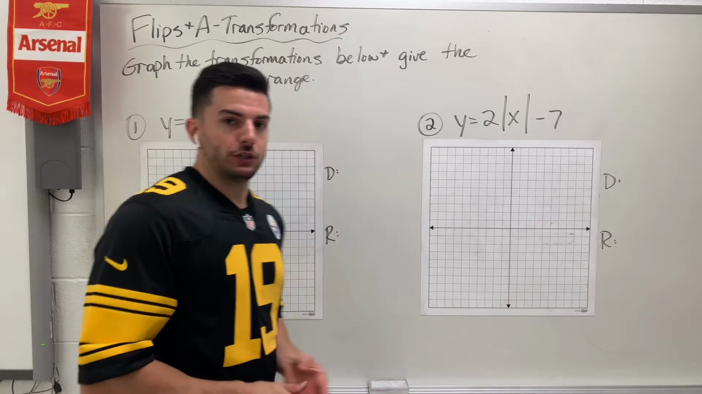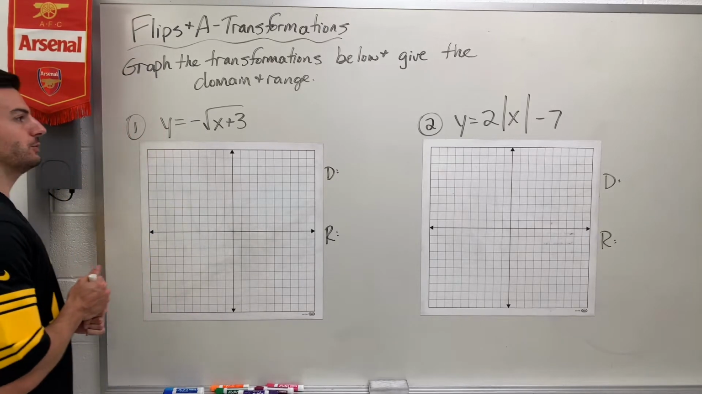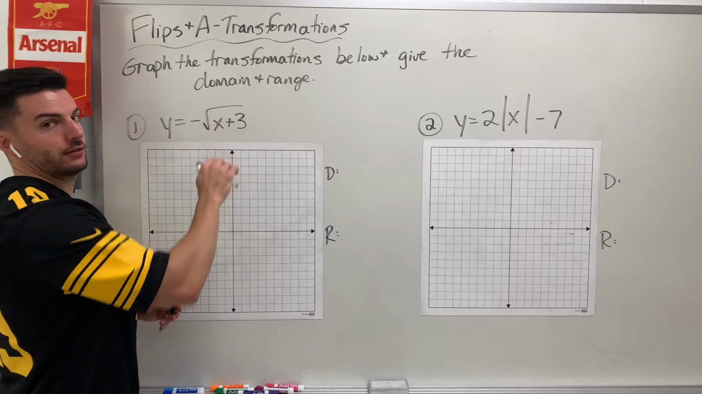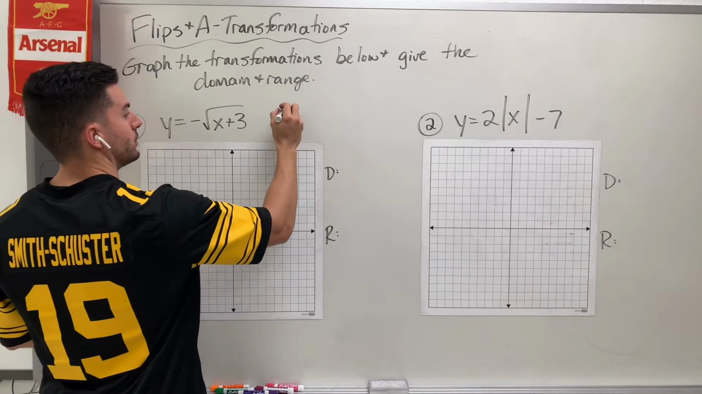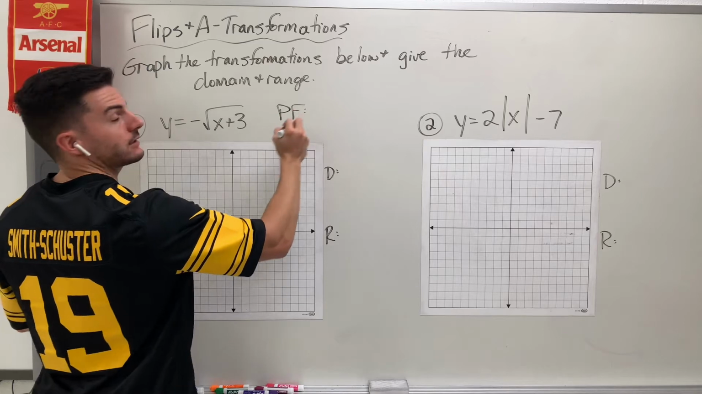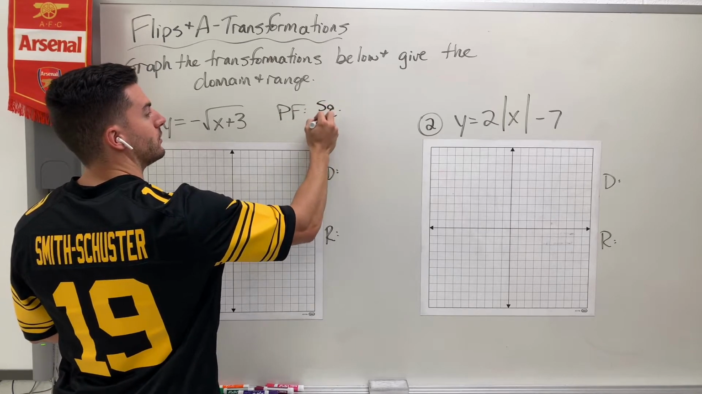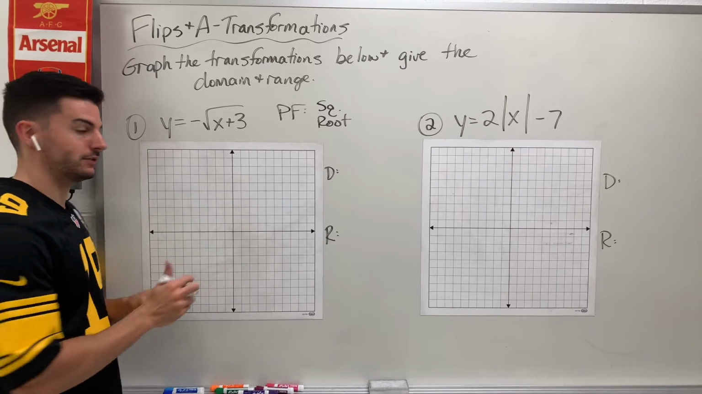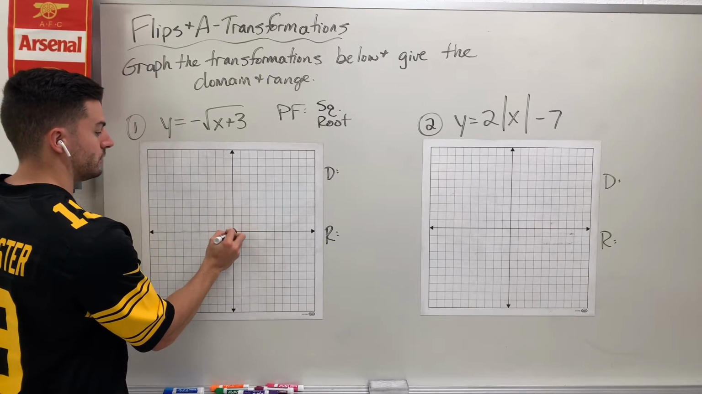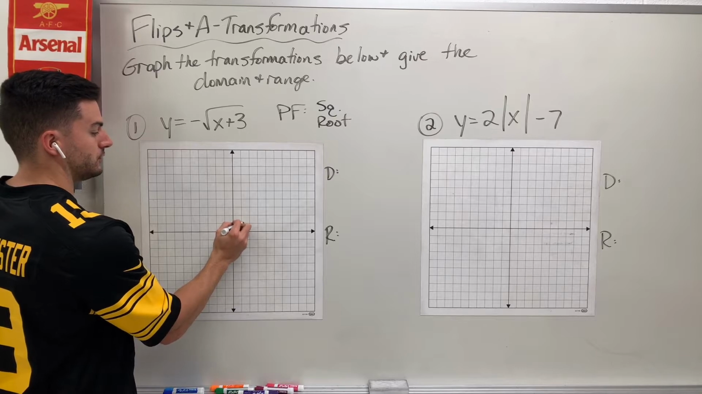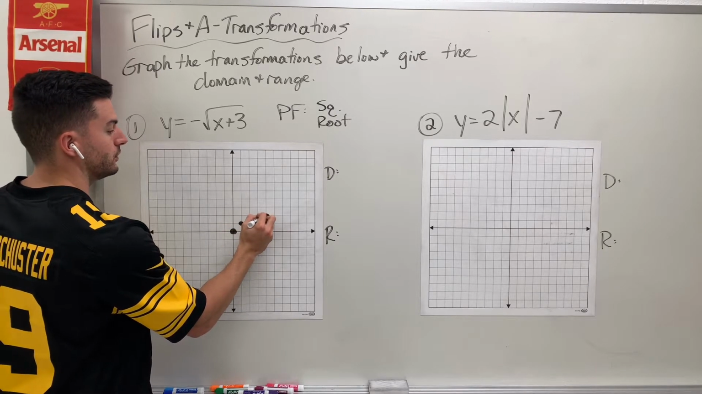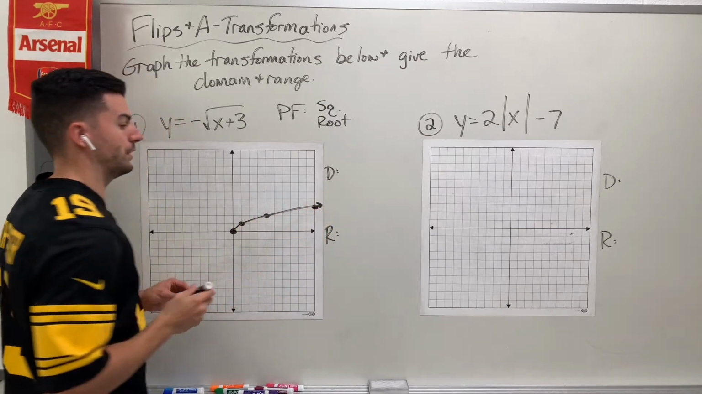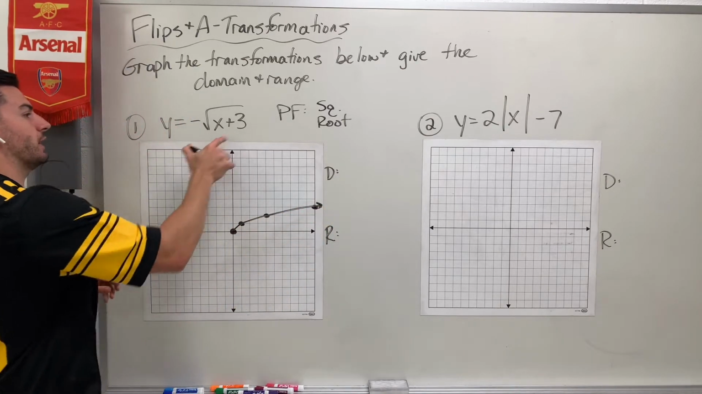All right, so hopefully you were able to try it. Let's get into it. Looking at number one, y equals negative square root of x plus 3. Our parent function, again, that's how we start, is the square root, and so we start by sketching that. Again, that's (0, 0), (1, 1), (4, 2), (9, 3). So there is the graph of this.